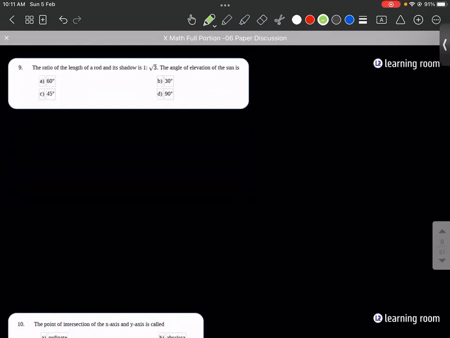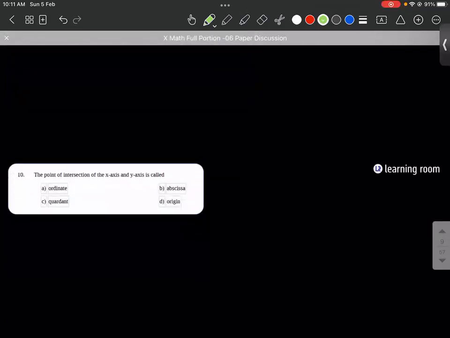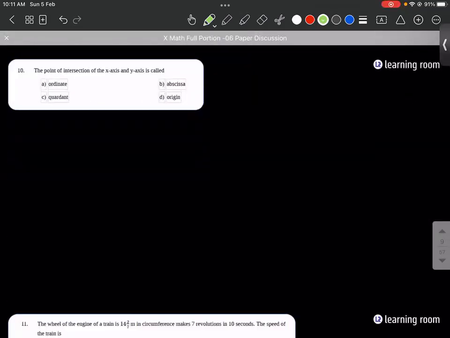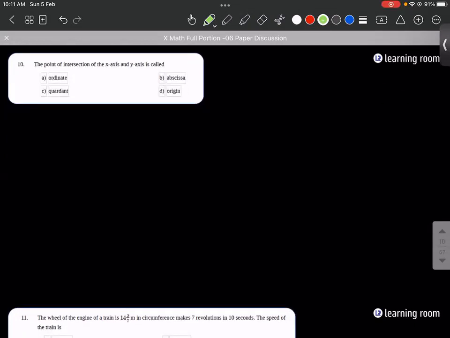So the ratio of the length of the rod and its shadow is 1 is to root 3. The angle of elevation of the sun is how much? Tan theta is 1 by root 3, so 30 degrees. Correct.